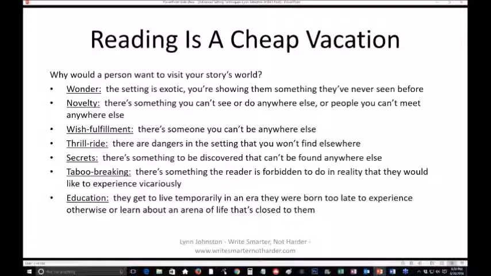So the 7 types that you want to consider and possibly even use in your marketing efforts, because these 7 appeals are going to be things that draw your particular kind of reader into your story. Wonder is a setting that's exotic. You're showing them something else that they've never seen before. Novelty, there's something that you can't see or do anywhere else. There's people that you can't meet anywhere else. You have to go to this setting in order to see or do or meet these people.